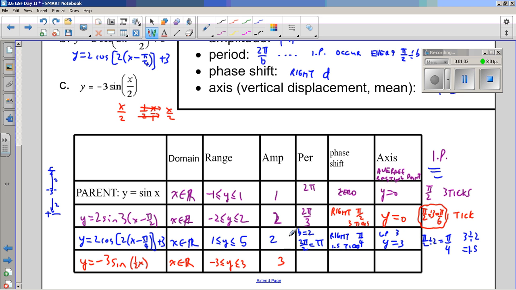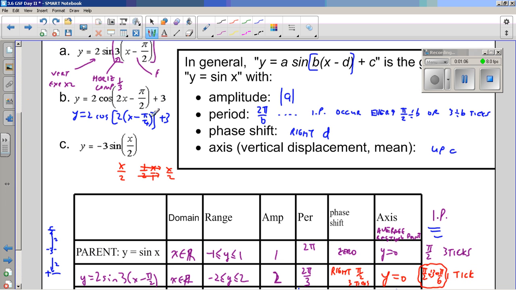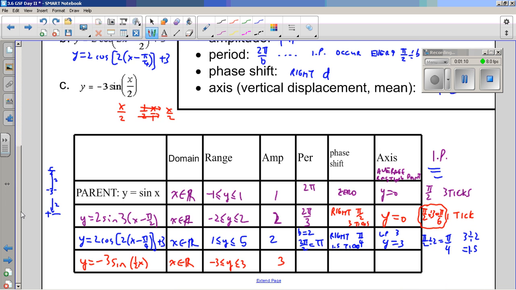Amplitude is 3. Notice this is one of those examples where we cut off the minus sign. We never think of an amplitude as being negative, but we do think there's some sort of flip going on here. Now what's the period?